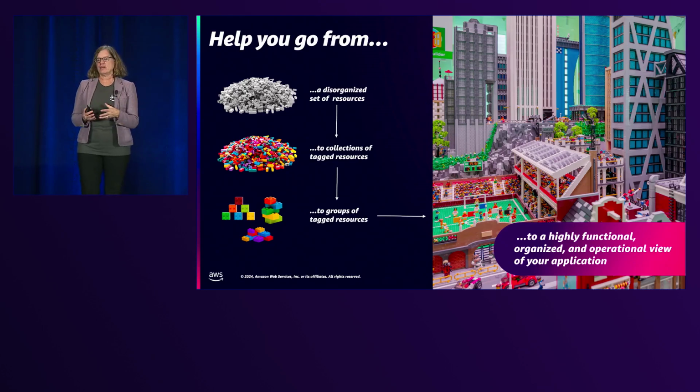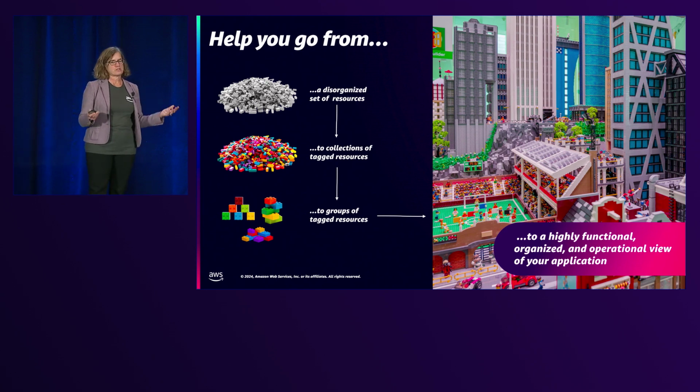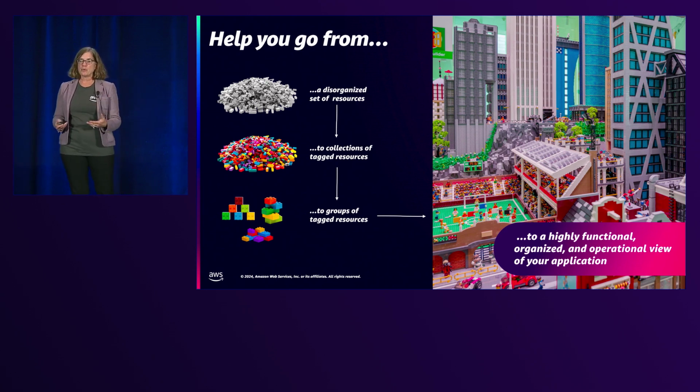With the application construct, we're going from a very undifferentiated set of resources that you've created. With tagging, you start to bring a little bit of organization to it. With resource groups, you start to see your infrastructure take shape in a way that you can visualize and manage it. And with application operations, you get to a highly functional, organized view of your resources on AWS to make operating your applications even easier.